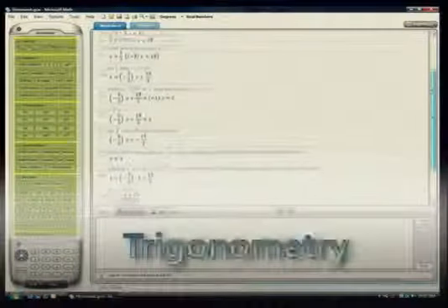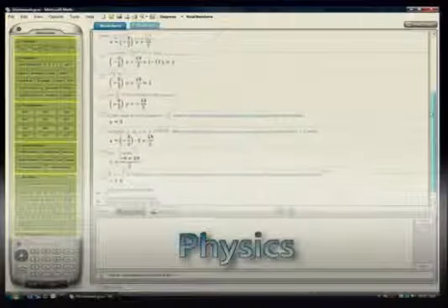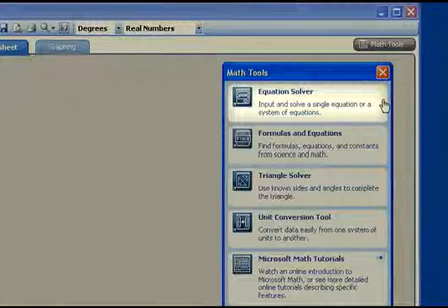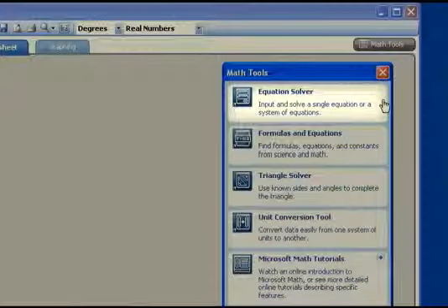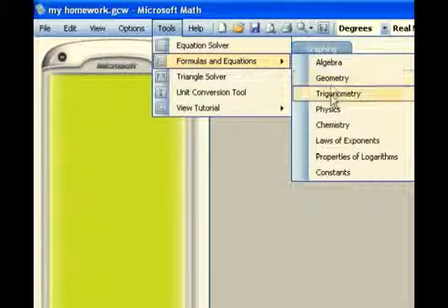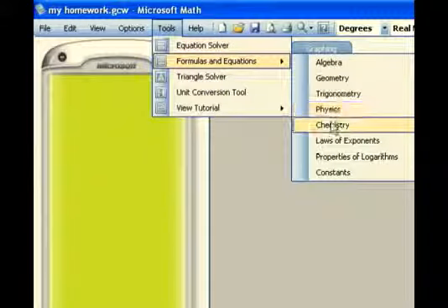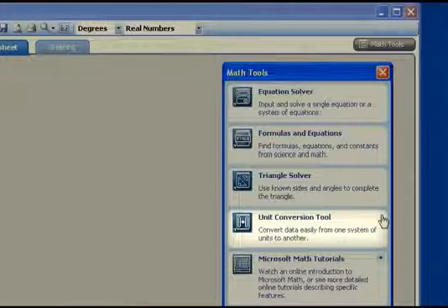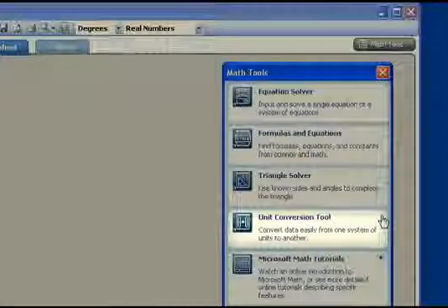Step-by-step instructions reinforce key skills in pre-algebra, algebra, trigonometry, calculus, physics, and chemistry. With Microsoft Math, students can solve equations or systems of equations, evaluate both algebraic and numeric expressions, graph equations and functions, solve triangles, and convert units of measure, as well as decimal displays to exact formulas.